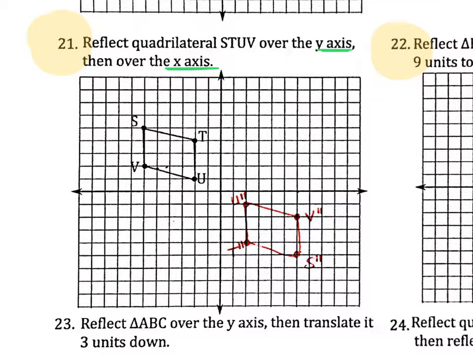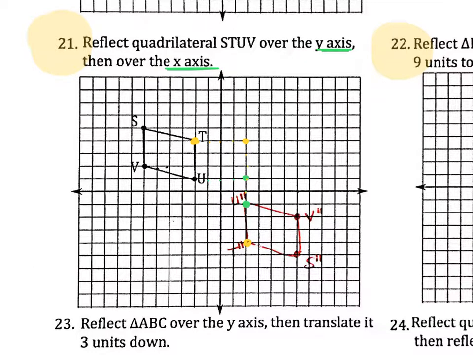So I'm going to just start with letter U. We're going to go over the y-axis. So I'm going to count 2, so 2 on the other side. And then over the x-axis, down 1, so down 1 more to get to my new U double prime. All right, so then if I take T, I'm going to count 2, so then 2 over. And this time it's down, it's 4 away. So I'm going to count 4 on the other side.